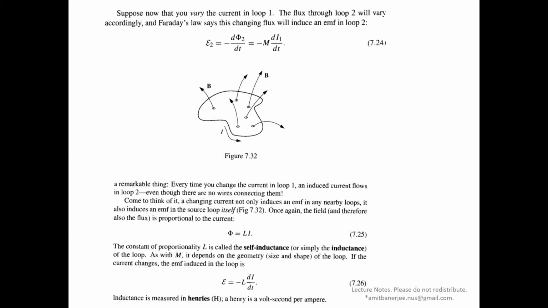Now, in the case of the first example, when we were introducing this, if we vary the current in loop 1, the flux through loop 2 will vary accordingly. Now, Faraday's law says that this changing flux will induce an EMF in loop 2.